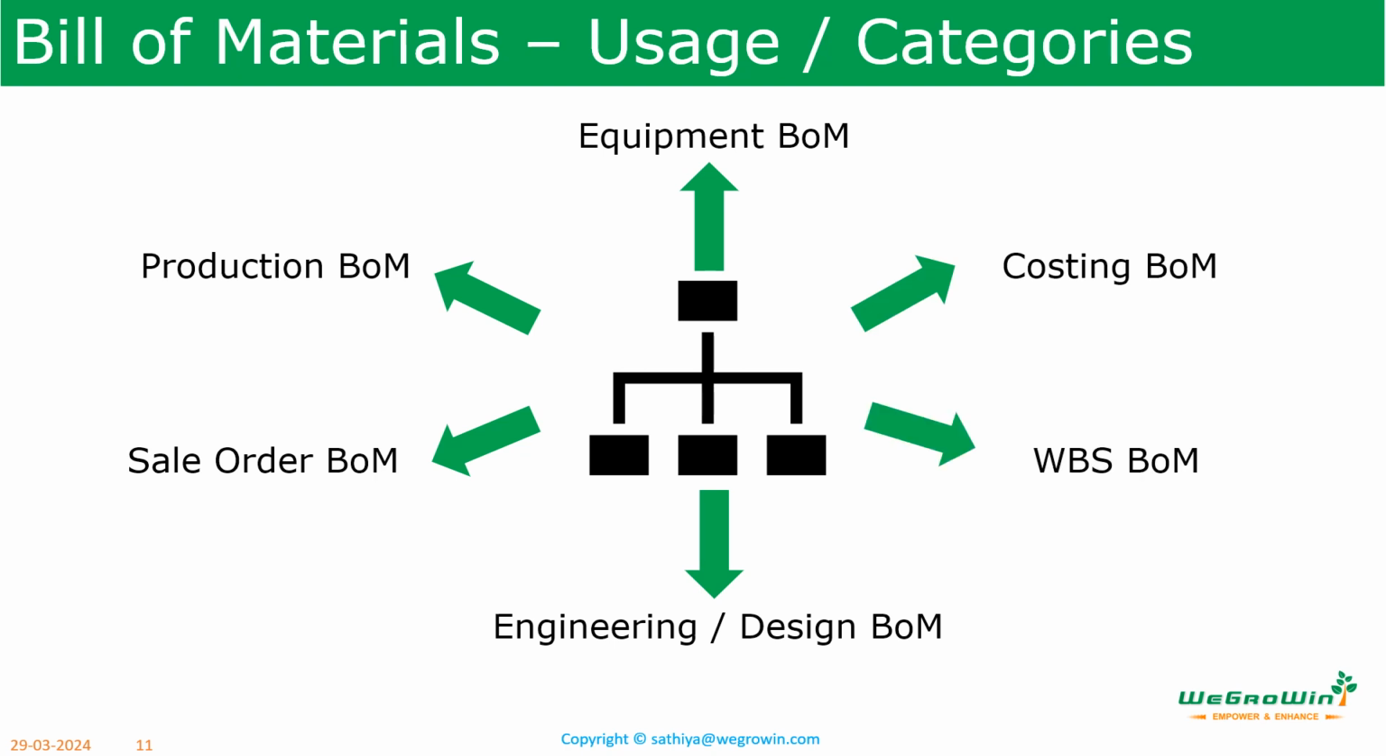cost of the product. And then we have work breakdown structure. In project scheduling, we need to have work breakdown structure for project related activities. So there are different kinds of categories. In this course, we will be focusing on the production BOM, which is related to production planning. Other bills of material you can explore depending on the area in which you are working.